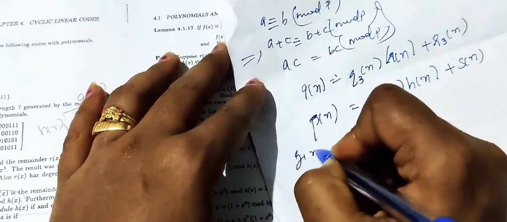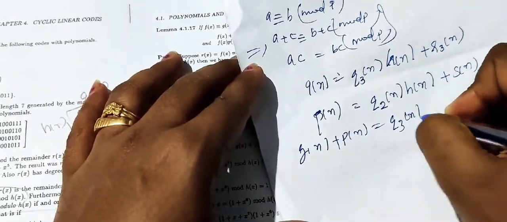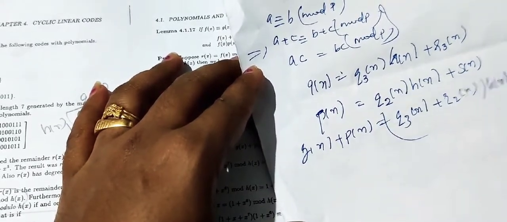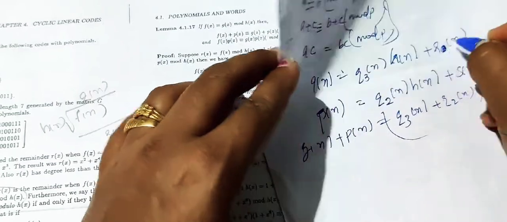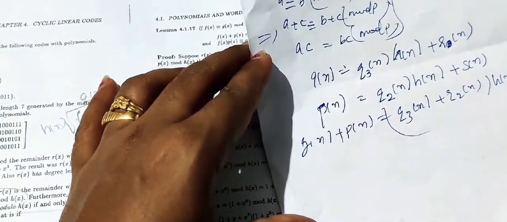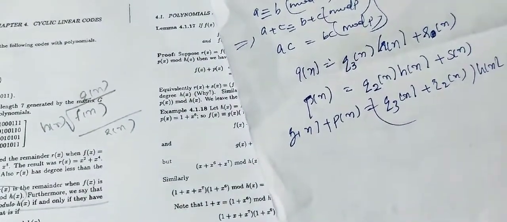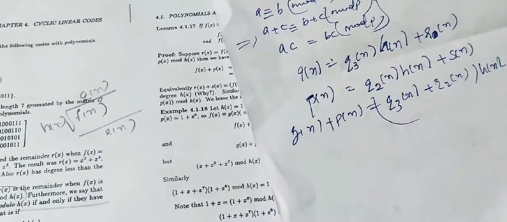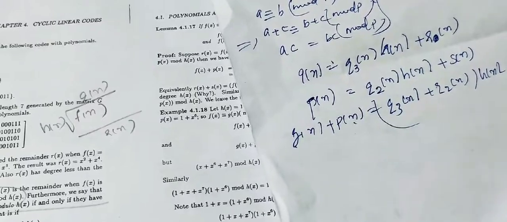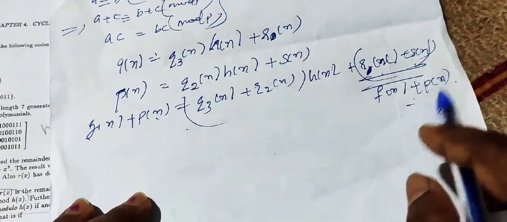Okay. So G of x plus P of x is equal to Q3 of x plus Q2 of x into H of x plus some R3 of x. I'm sorry, it's not R3, it's R of x. So R of x plus S of x. So the remainder R of x plus S of x is the same as F of x plus P of x. Okay. So G of x plus P of x is congruent to F of x plus P of x.